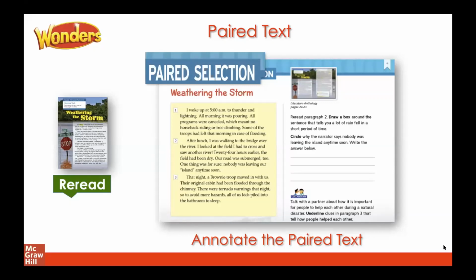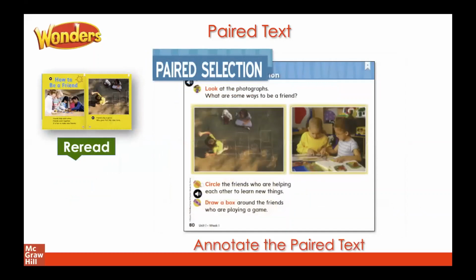Now that paired selection is either going to be printed in its entirety or partially within the student's reading writing companion. And so again, that reading with a pencil and that annotation practice is going to be taking place here, where students are going to be asked to do things like draw boxes, circle, underline, and highlight, as well as discuss their findings with a partner and provide some written responses as well.